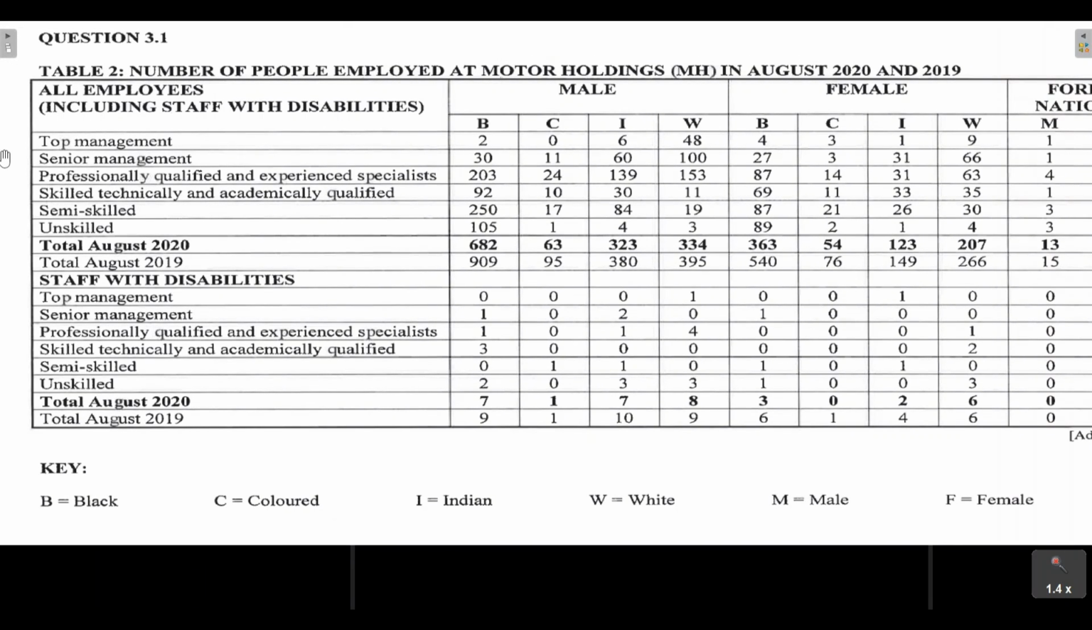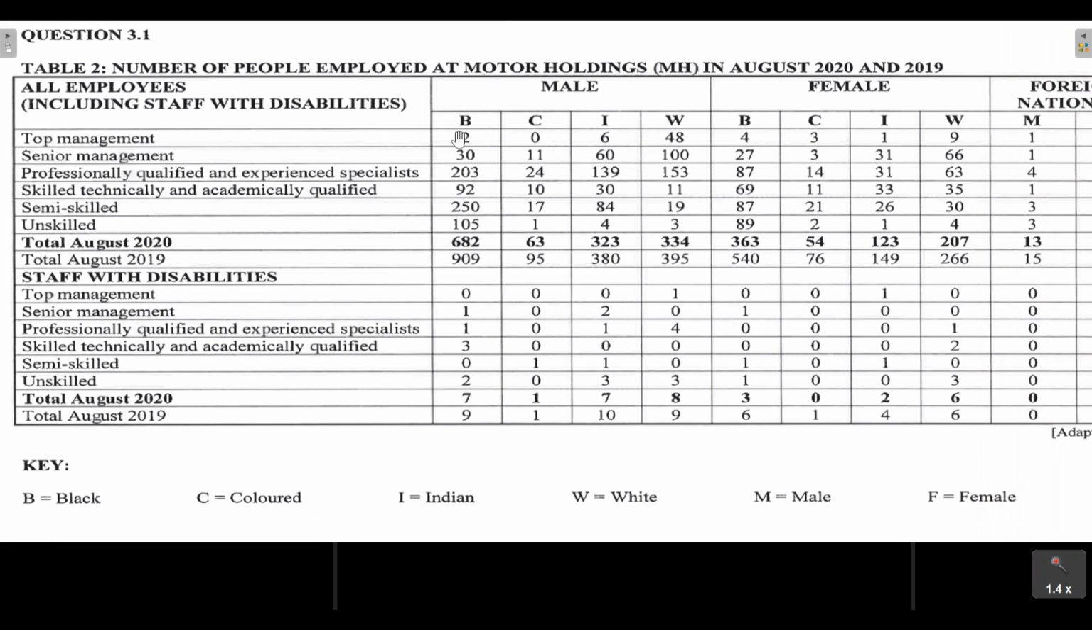So for example, how would we analyze just this first row? This means that in the top management this company has two black males, zero coloureds, six Indians, and 48 whites, and these are all males.